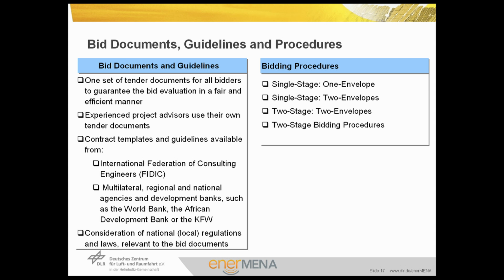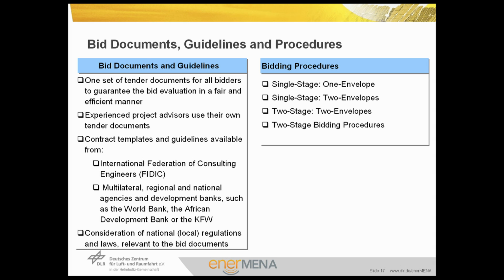Bid documents and guidelines are normally one set of standard documents for all bidders to guarantee the bid evaluation in a fair and efficient manner. These standard documents are prepared normally by project advisor, who normally use their own tender documents. Contract templates and guidelines are also part of the bid documents and are available from, for example, International Federation of Consulting Engineers, multilateral, regional, and national agencies and development banks, such as the World Bank, the African Development Bank, or the KfW. Finally, the national regulations and laws relevant to the bid should be considered in the documents.